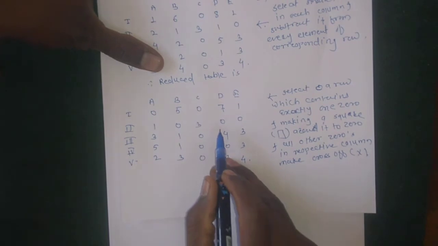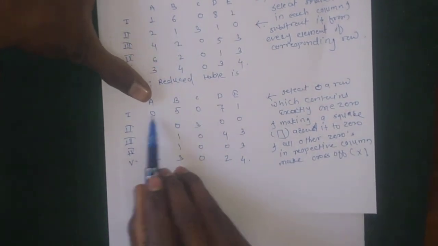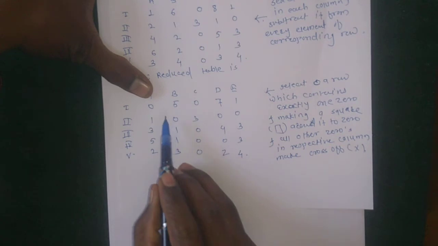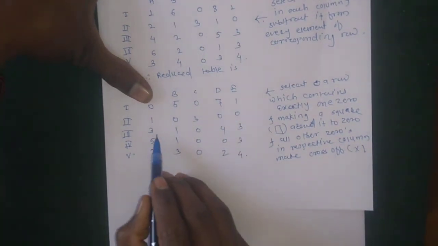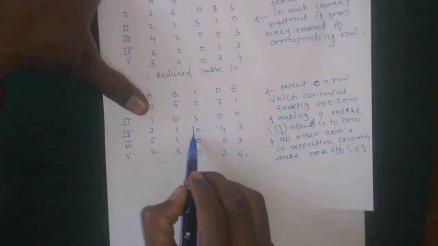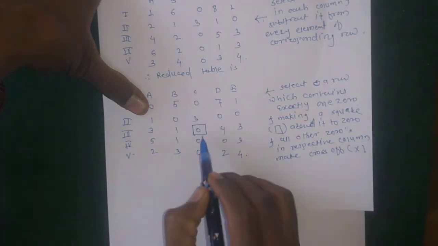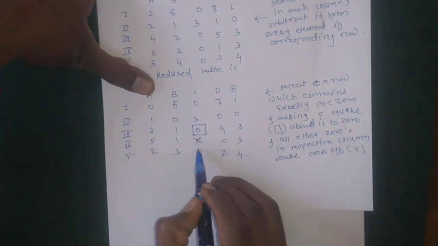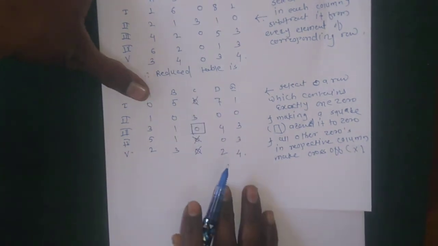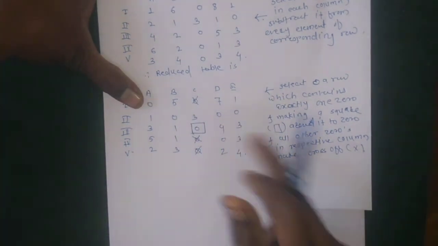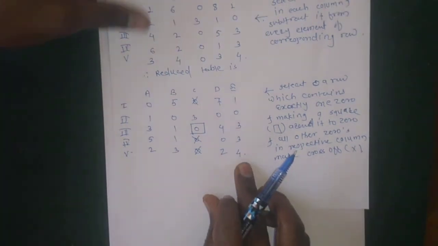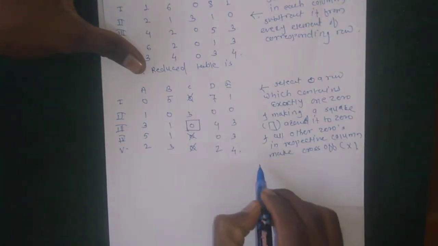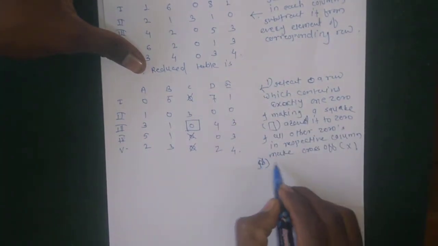So here, the first row contains two zeros, the second row contains three zeros, but the third row contains exactly one zero, so make a square of that zero, and all other zeros in the respective column. So in column C, all other zeros take a cross sign. Okay, then there is no zero in the remaining rows with exactly one zero.